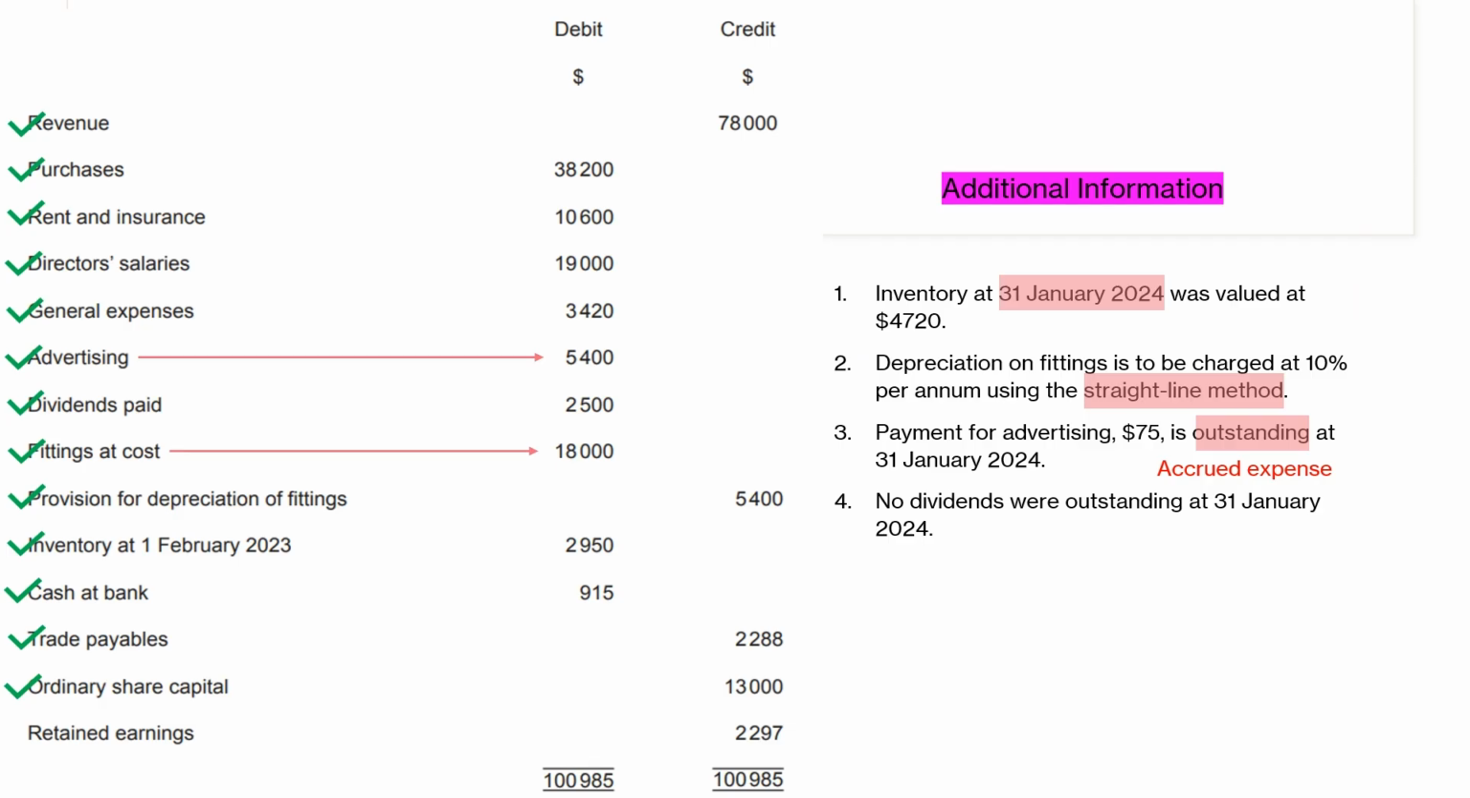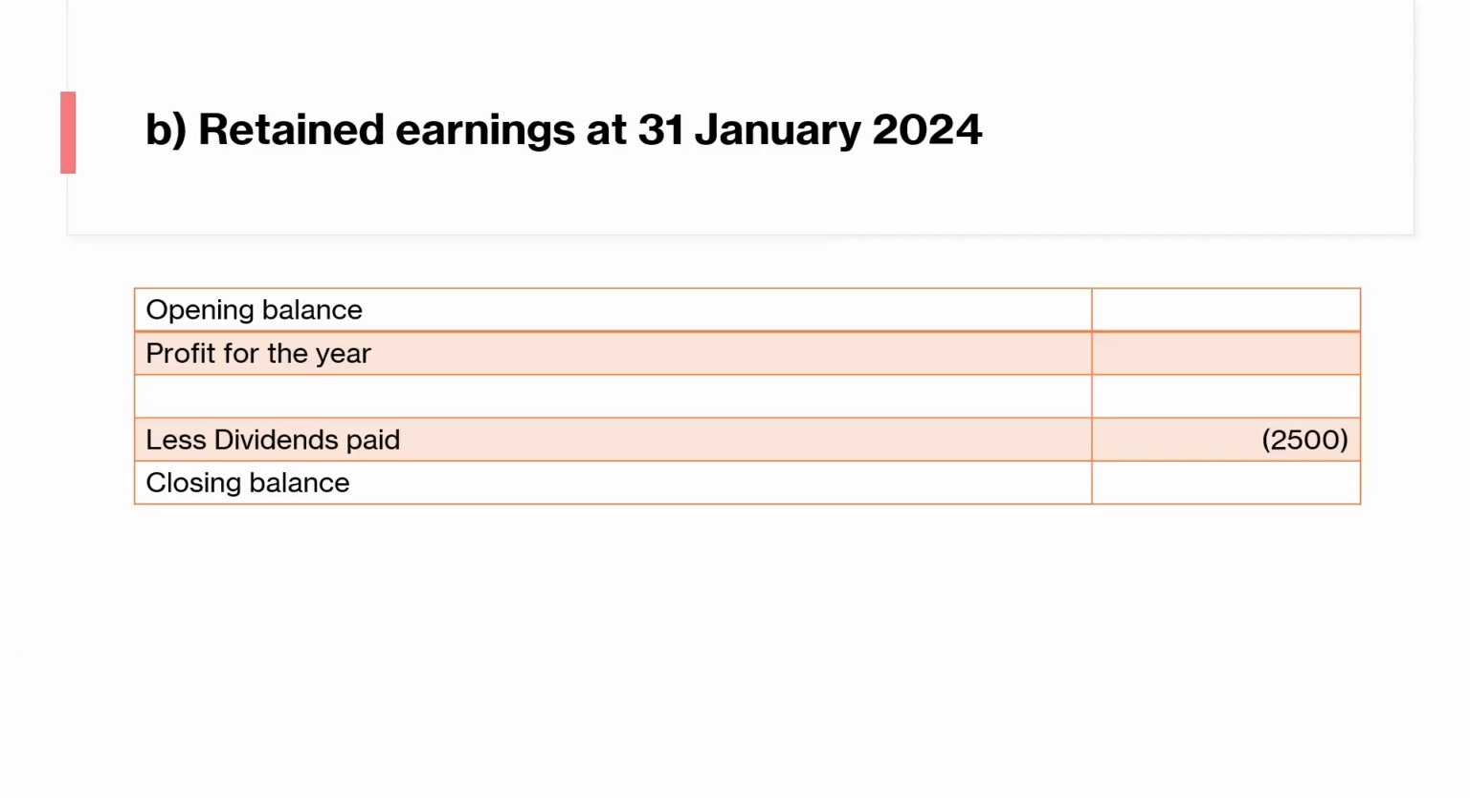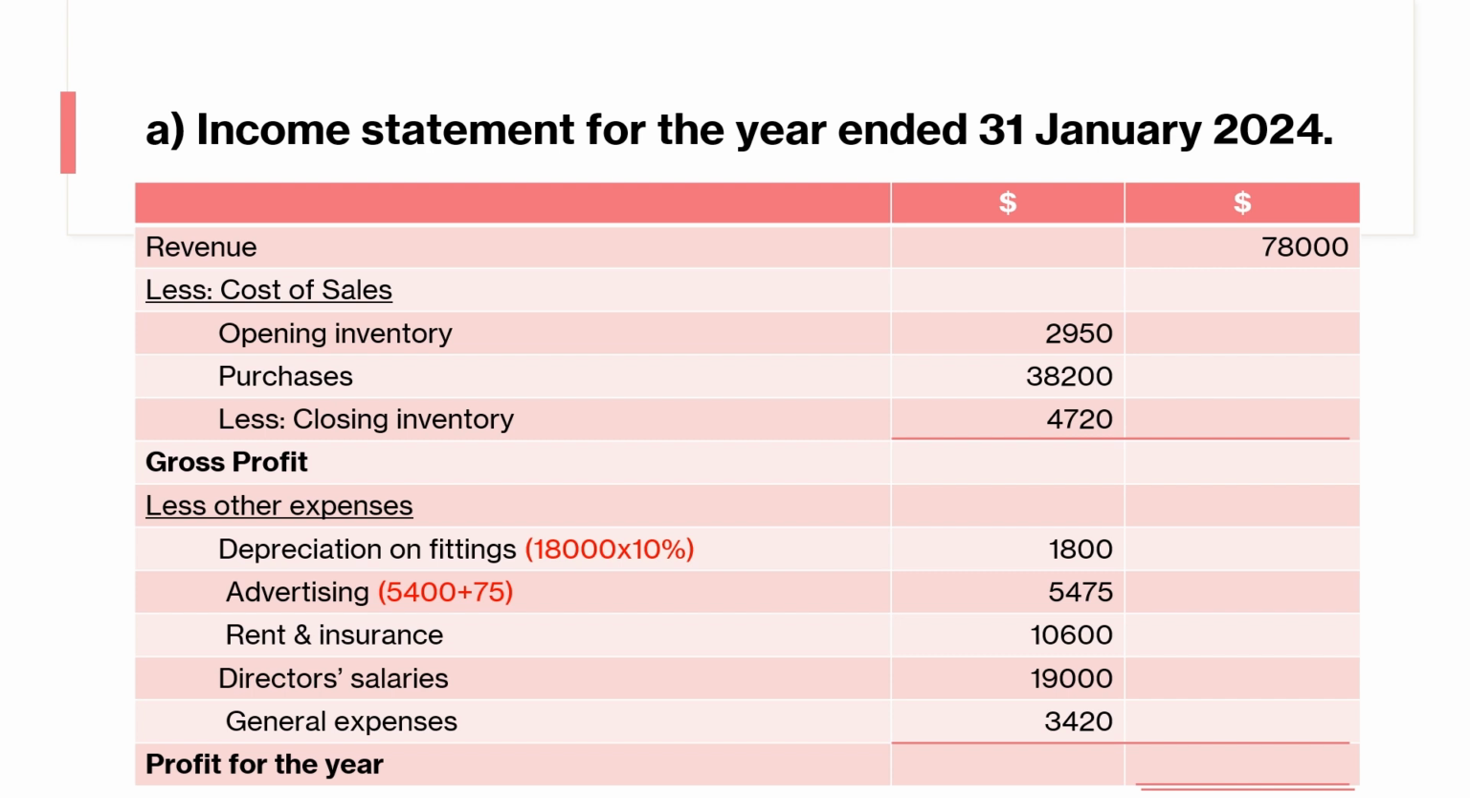Finally, retained earnings. Now this is the opening retained earnings balance, 2,297. Just keep that in mind. If it's given in the trial balance, that's the opening balance, 2,297. So now we can calculate the profit for the year because we are done filling in all the information.